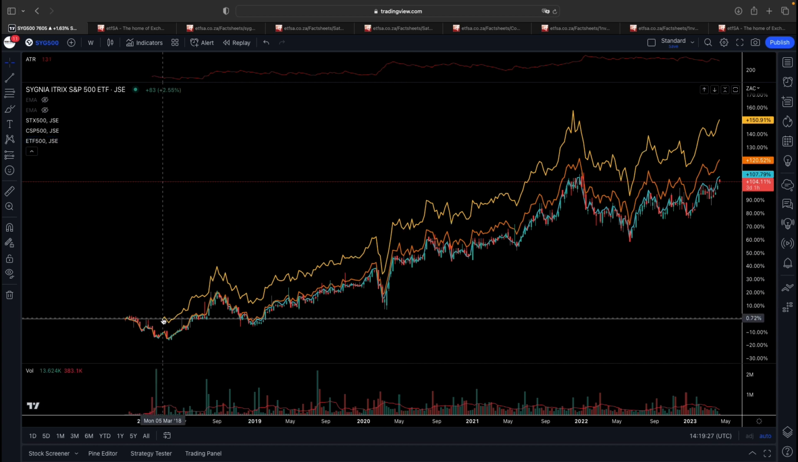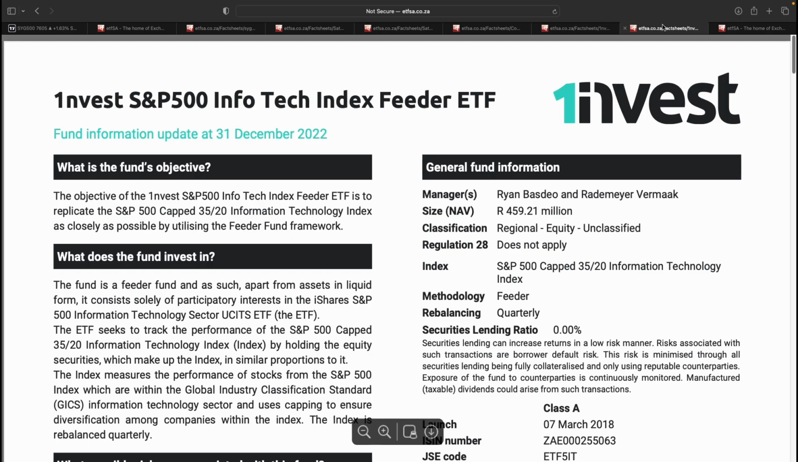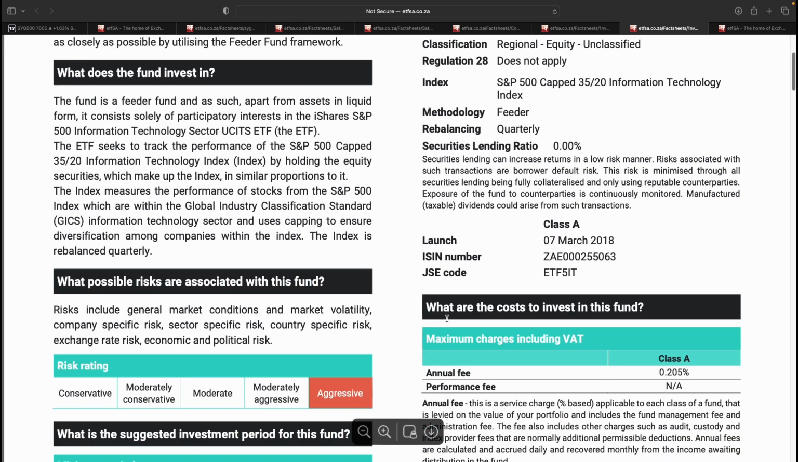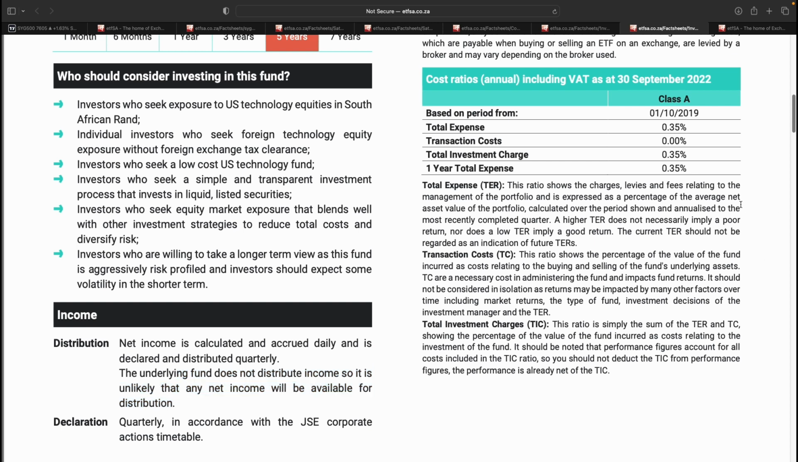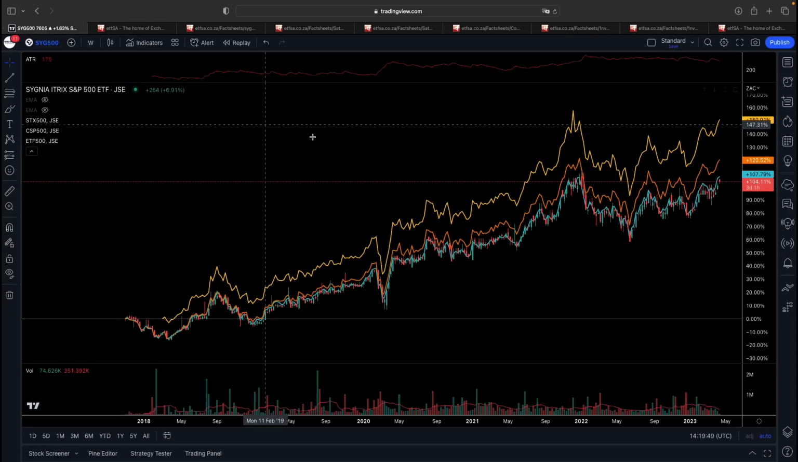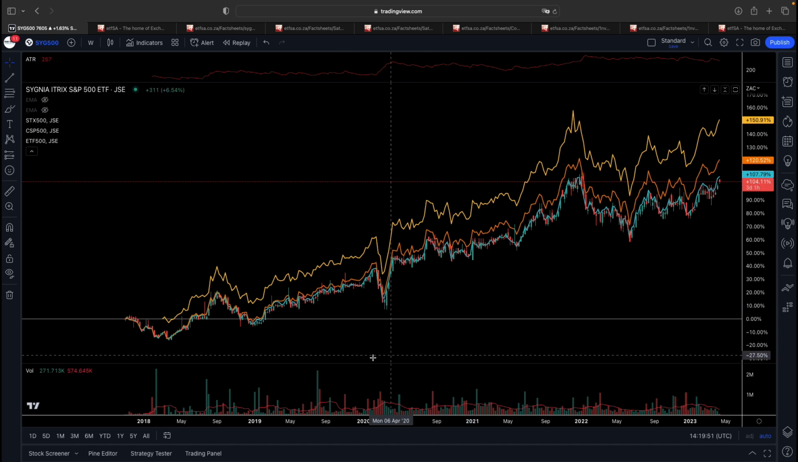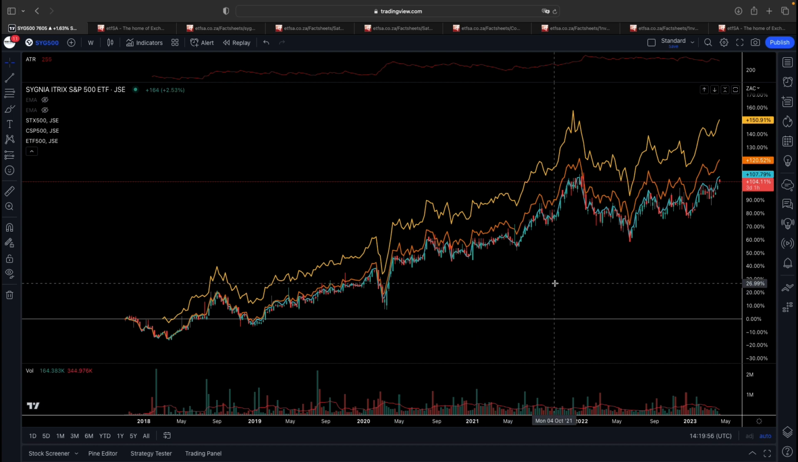That one came later. It came around March 2018. It did not start at the same time in 2017. So you can see the OneVest outperforms all the other ones despite its high total expense ratio. Let's go back to the total expense ratio. It has a total expense ratio of 0.35%. So already you can see that it is not just about the total expense ratio. There are a lot of other factors that you need to take into consideration, such as the tracking error.